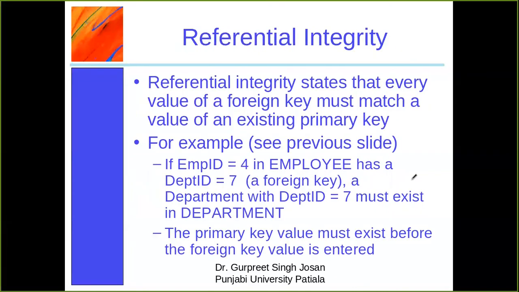Based upon the concept of foreign key, we have a concept of referential integrity. Referential stands for reference, so we are referring to some values. Referential integrity states that every value of the foreign key must match a value of an existing primary key. So if the primary key does not exist, then you cannot add the foreign key in the table.